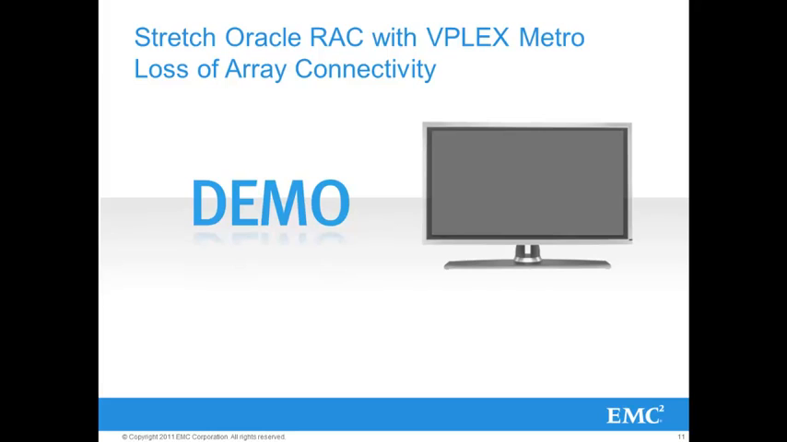The following demonstration shows how stretched Oracle RAC deployed with VPLEX Metro provides continuous business operation, even in the event of a loss of connectivity to back-end storage.